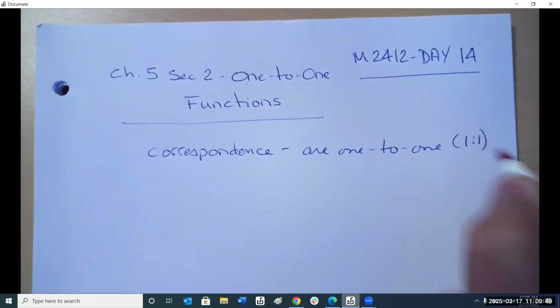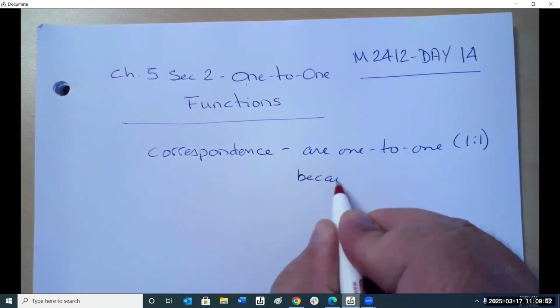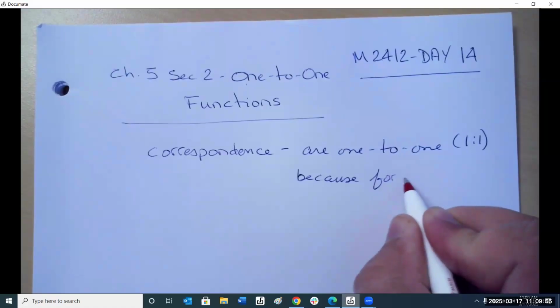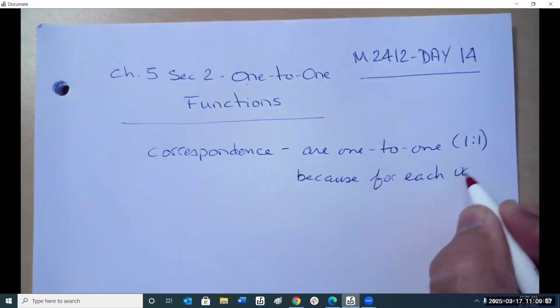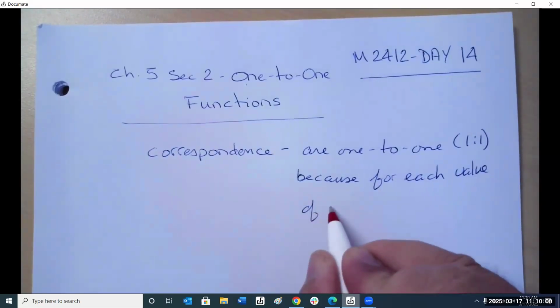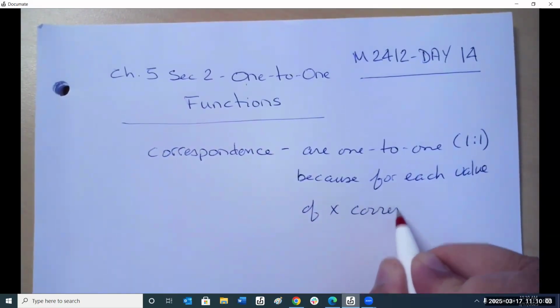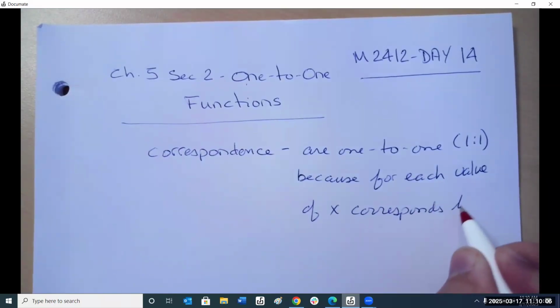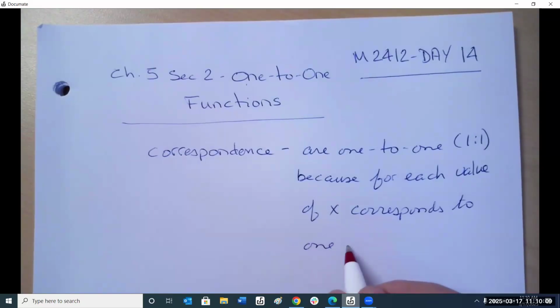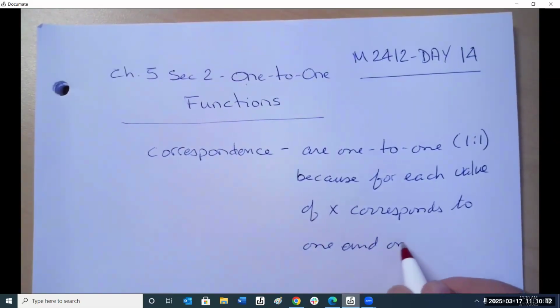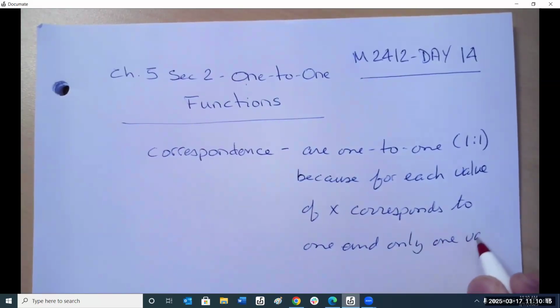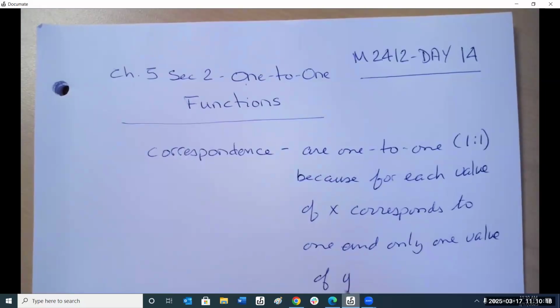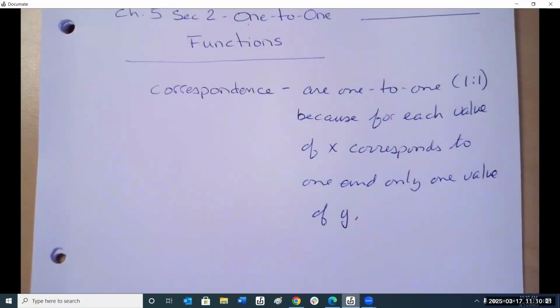We'll use this symbol instead. Each value of X corresponds to one and only one value of Y. And we'll look at a couple ways. Look at it as mappings, as set points, and as functions and graphs.